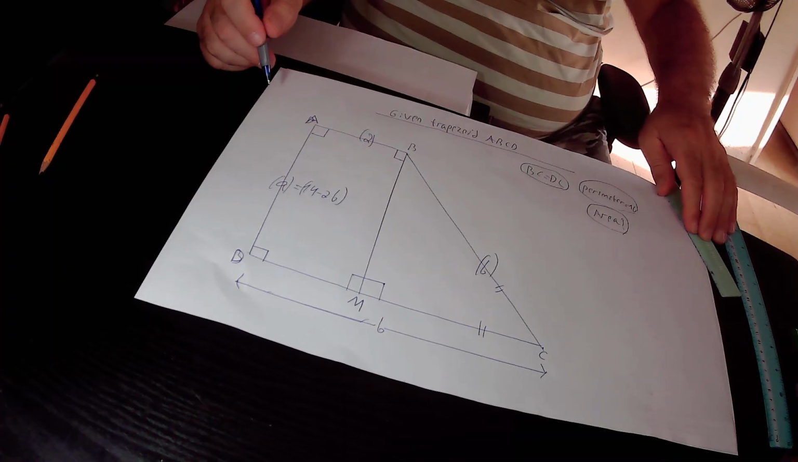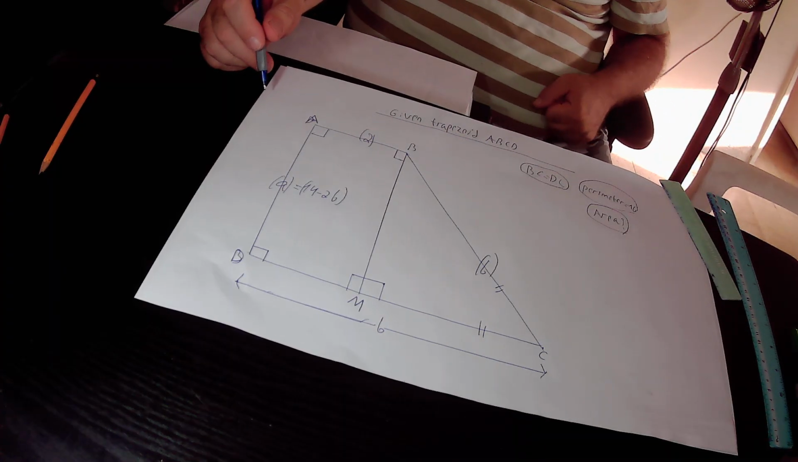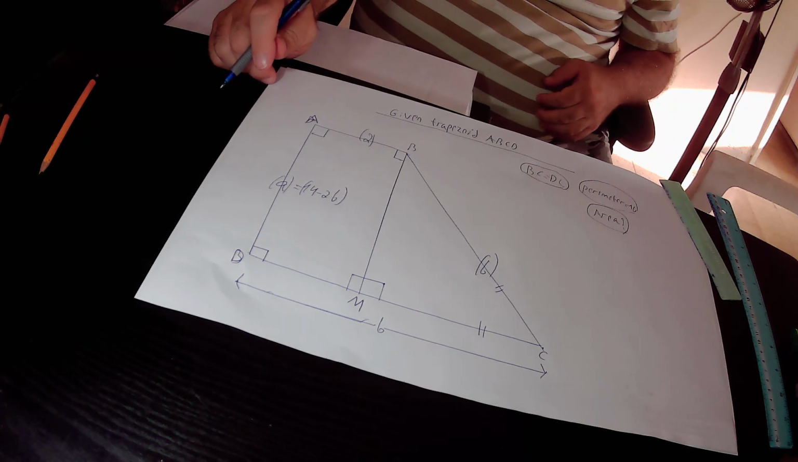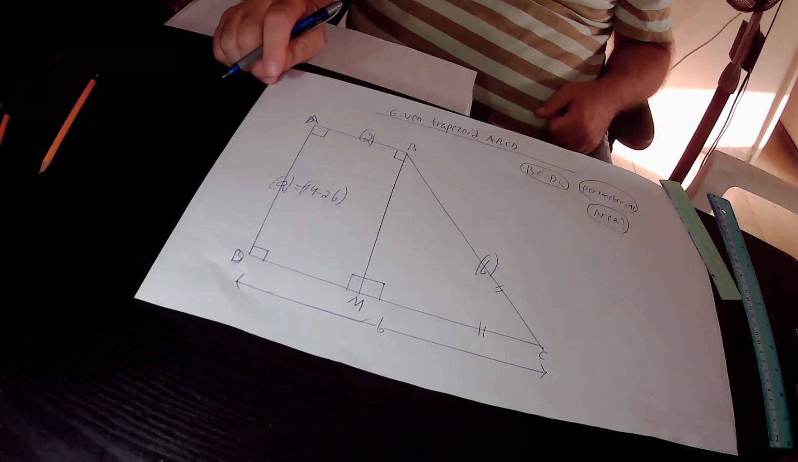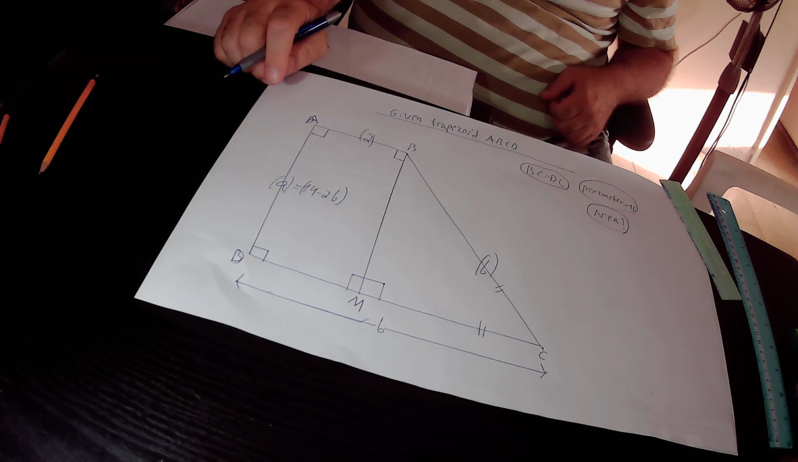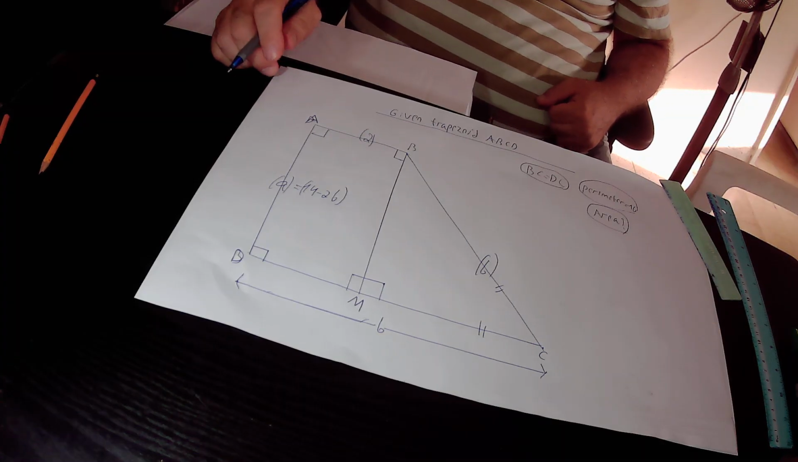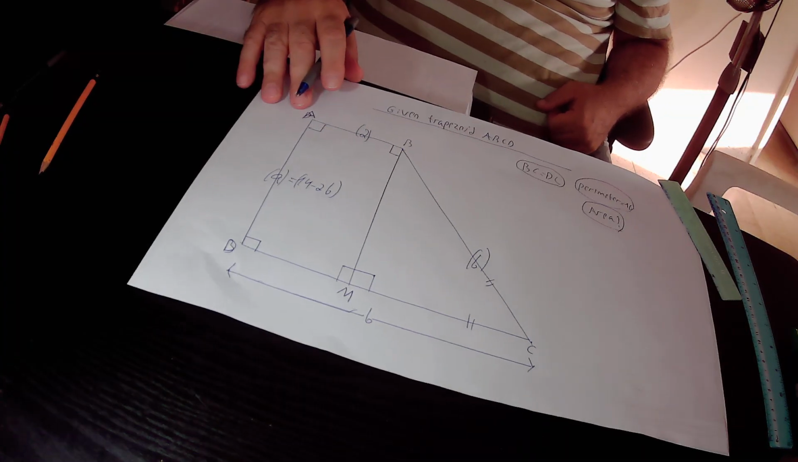So inside quadrilateral ABMD, we have 4 right angles. And according to the rule, any quadrilateral that has 4 right angles must be at least a rectangle, if not a square. So we conclude that this quadrilateral ABMD is a rectangle because it has 4 right angles.